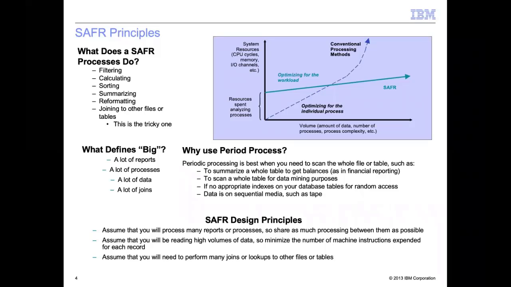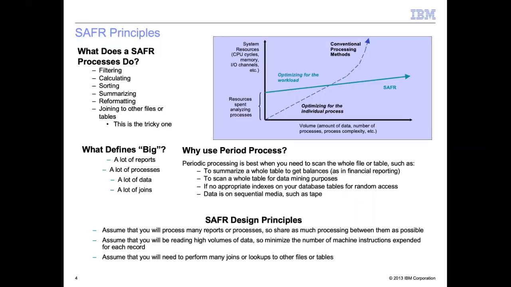One of the keys, if we talk about what GenevaERS does, is that it scans a database, and it does filtering, calculating, sorting, summarizing, reformatting, and, as Sandy said, joins to other files or other tables. This one is really tricky in most analytical processes to do very efficiently. So what defines something to be big?